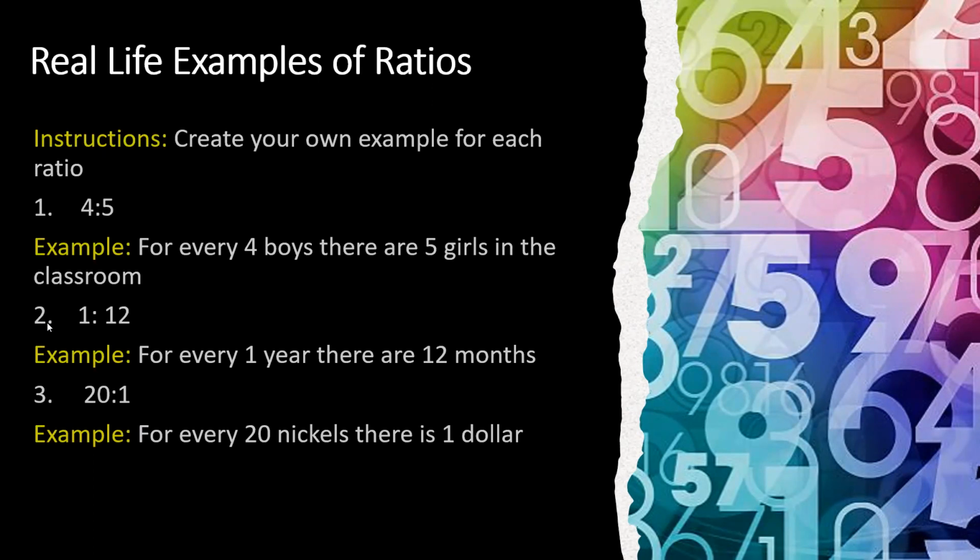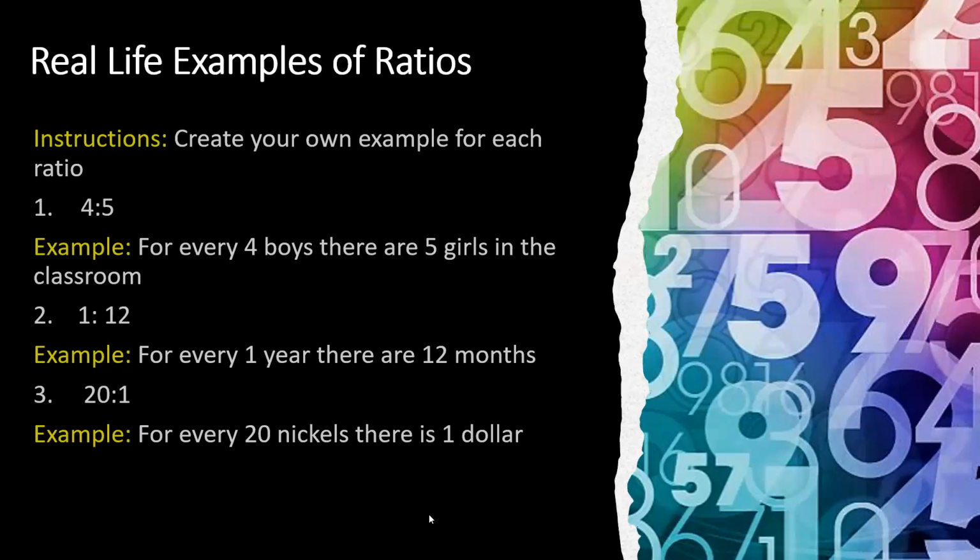Let me go to number 2. Number 2 is 1 to 12. I have for every 1 year, there are 12 months. I want you to do an example for number 2 as well. So put your example inside the chat. For number 3, I have for every 20 nickels, there is $1. So 20 to 1. I want you to create your own example. Put it inside the chat, please.